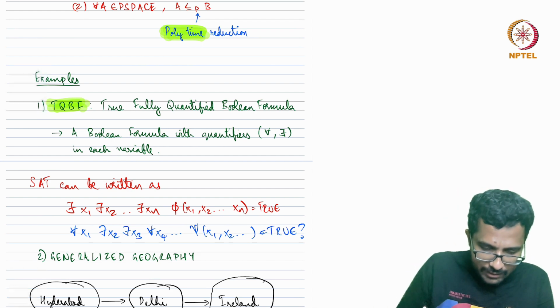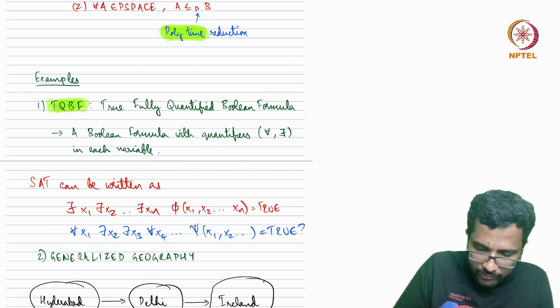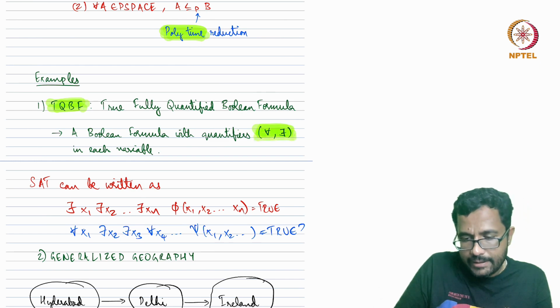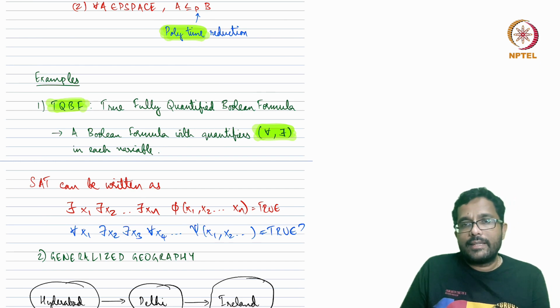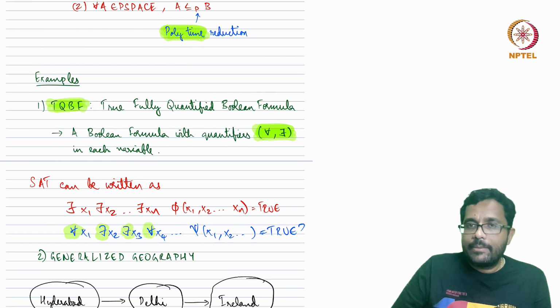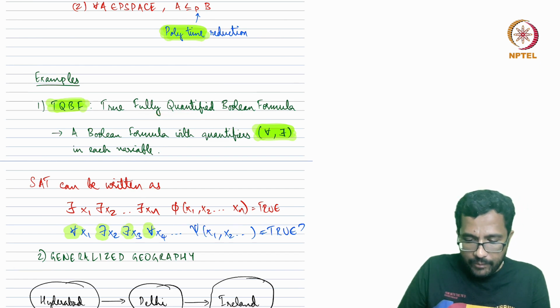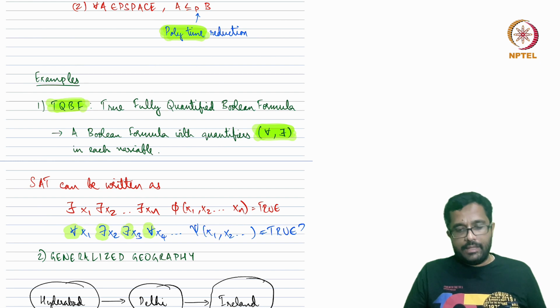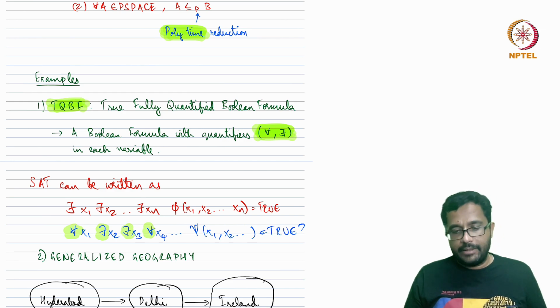So quantifier means there exists and for all. There exists is called the existential quantifier, and for all is called the universal quantifier. You want to quantify each of these variables; all the variables have to be quantified. That's why it's called fully quantified Boolean formula. So it has to be a true fully quantified Boolean formula. So that is one language which is PSPACE complete.